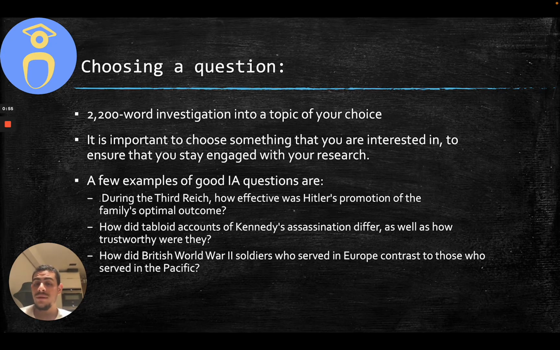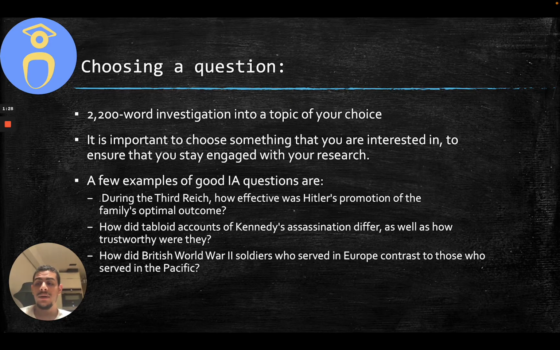A few examples that I've given here include: during the Third Reich, how effective was Hitler's promotion of the family's optimal outcome? The second one is, how did tabloid accounts of Kennedy's assassination differ, as well as how trustworthy were they? And the final one is, how did British World War II soldiers who served in Europe contrast to those who served in the Pacific? Those are just a few examples of good internal assessment questions for your history IA, but feel free to do your own research or choose something that you're more interested in.